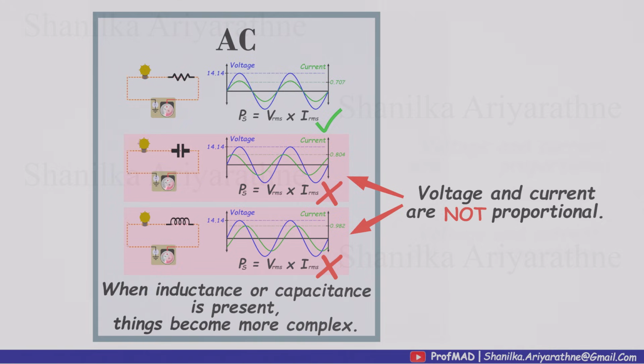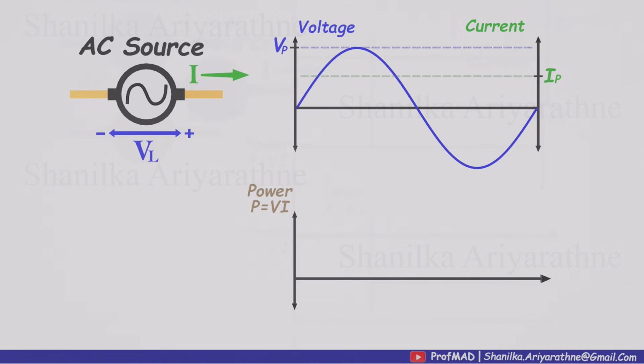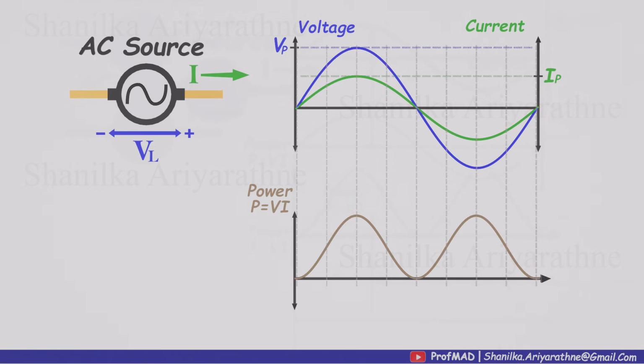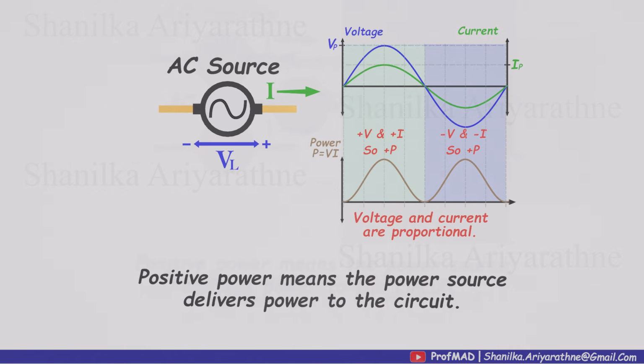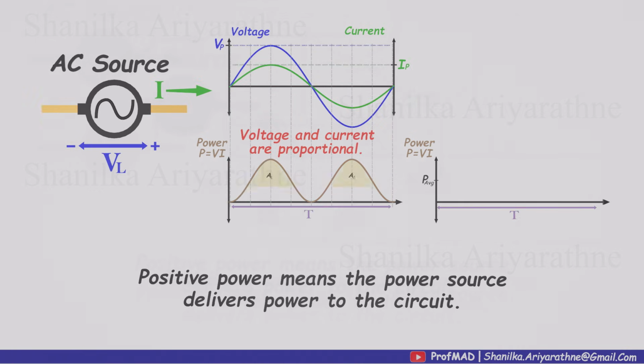To really understand what's happening, we need to look at how voltage and current change over time, the VI relationship of the power source. If we multiply the instantaneous voltage and instantaneous current, we get the instantaneous power. Now, notice something important. Even though voltage and current swing positive and negative, if they rise and fall together, meaning they are proportional, the power remains always positive. Positive power means the source is continuously delivering energy to the circuit. If we average this power curve over one full cycle, we get the real power.